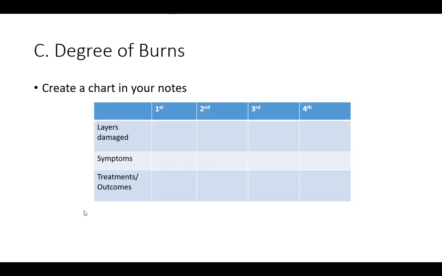So this is where I'm going to leave you. I would like for you to create this chart in your notes. So we are going to learn the next time we're together or the next time you watch a video, you are going to learn about first, second, third, and fourth degree burns. And so as we learn about these burn types, we are going to be concerned with what layers, we're connecting it back to LT1, what layers of skin are damaged in these different burn types, what symptoms would someone experience, and then how would we treat that person or what are their potential outcomes. So make this chart so that it's ready to roll for our next lesson together.